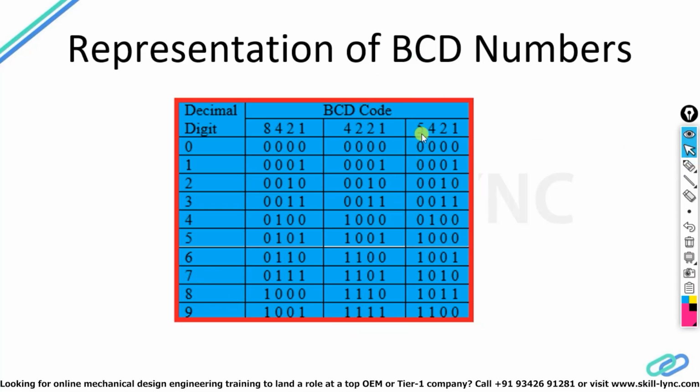Similarly 8, because if you go with 5 plus 4 it is 9, which is a bigger one. We will go with 5 plus 2 plus 1. 5 plus 2 is 7, 7 plus 1 is 8. So it will be 1, 0, 1, 1. Now come to 9. 9 is 5 plus 4, so it is 1, 1, 0, 0.